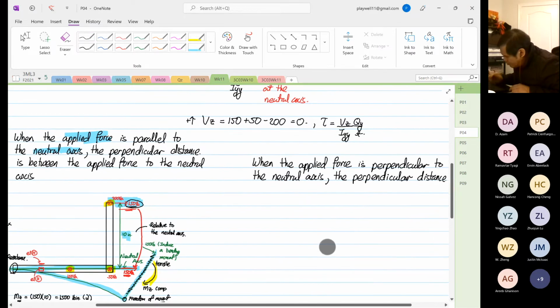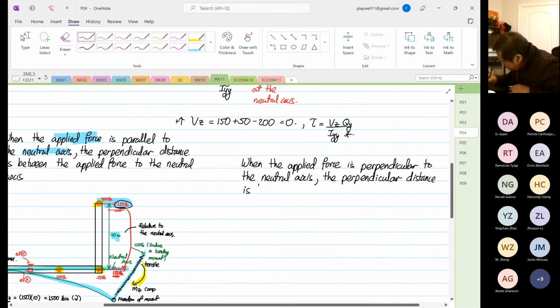Okay, is between the applied force to the element.